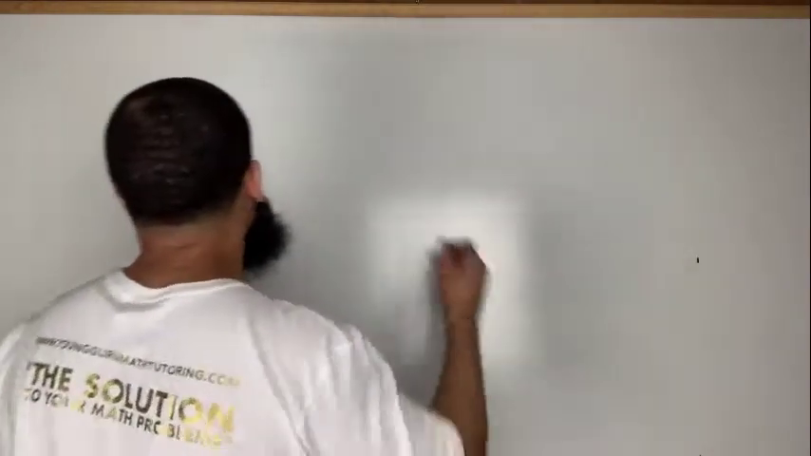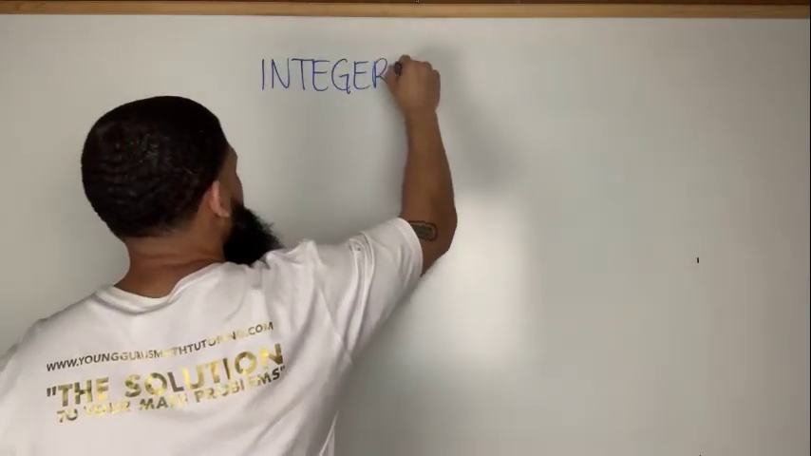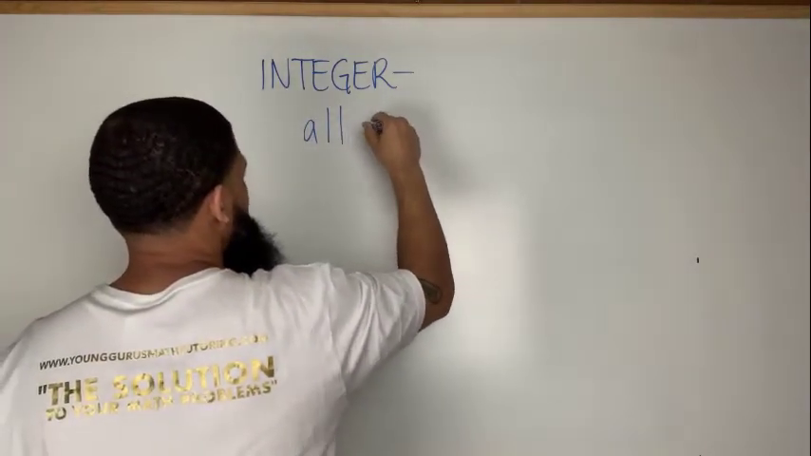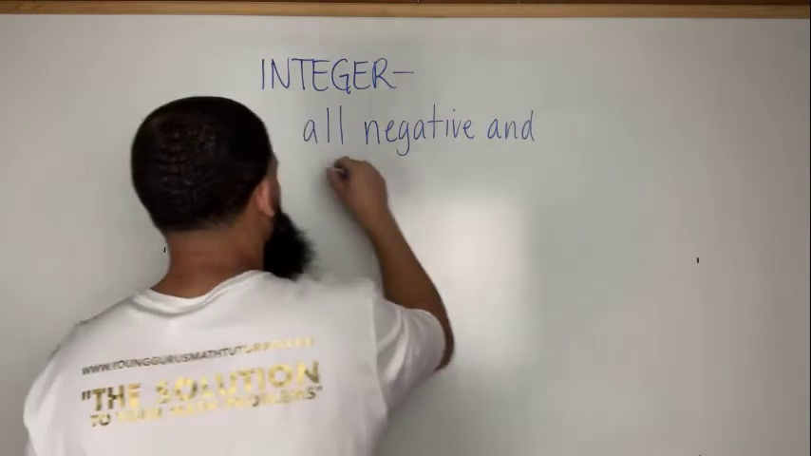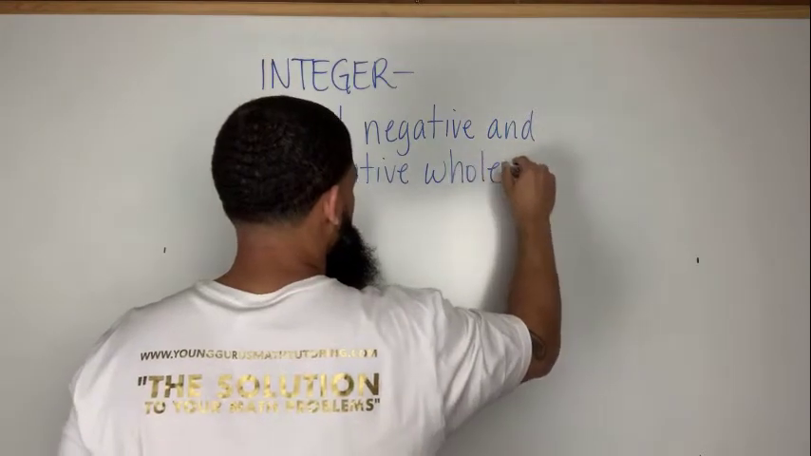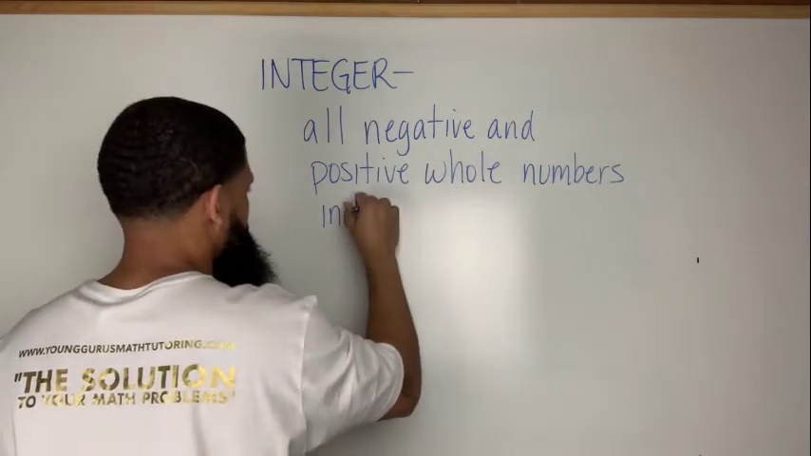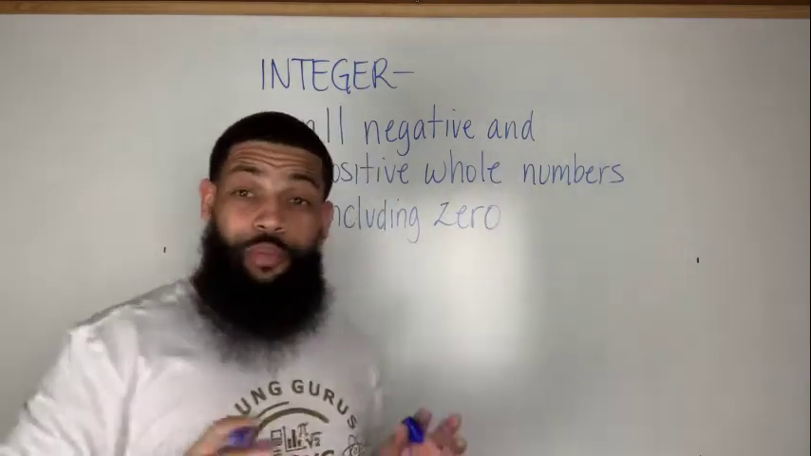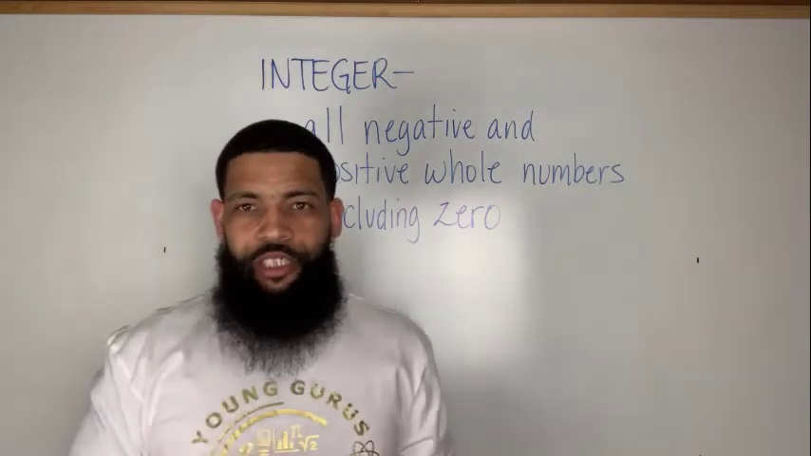All right, so an integer is a set of numbers. So it's all negative and positive whole numbers, including 0. Now, I love to tell people technically 0 is neither positive or negative, but that's just what an integer is.